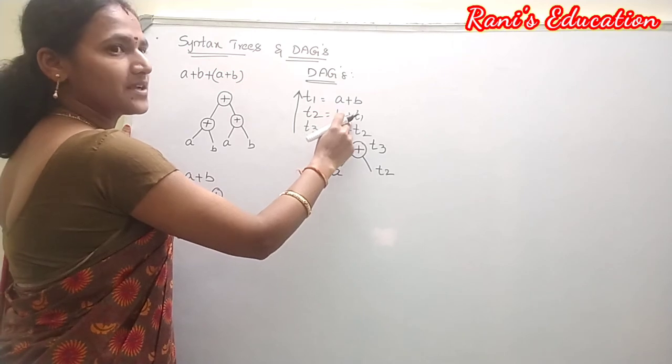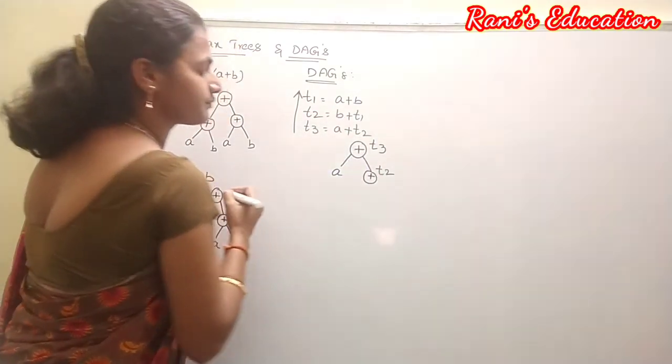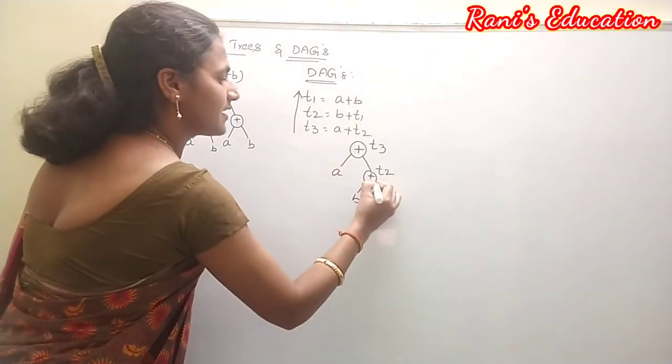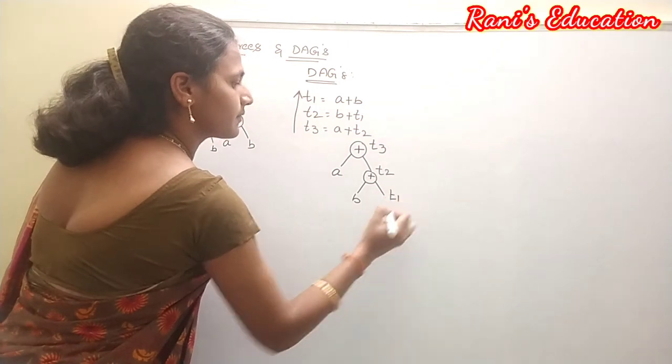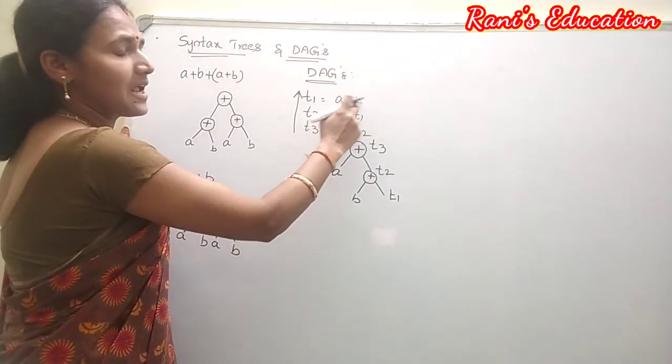So here what is the operator? That operator becomes the interior node. What is left? B. And what about right here? T1. So move on to T1. What is T1? RHS is a plus b.